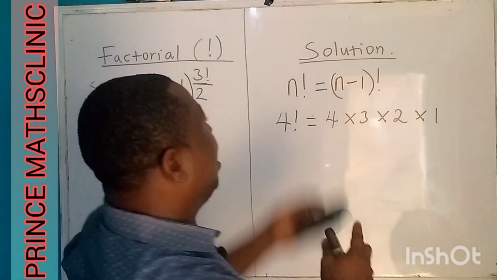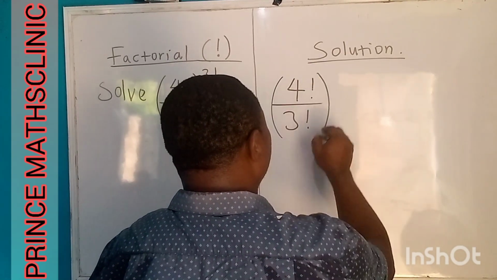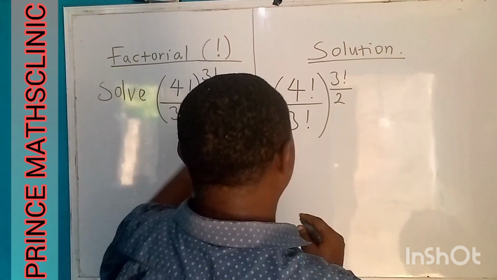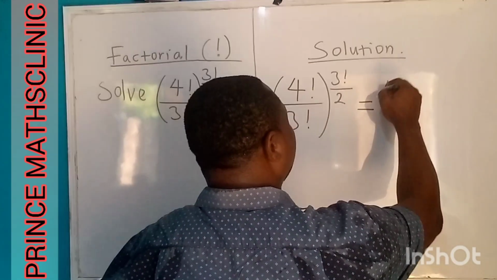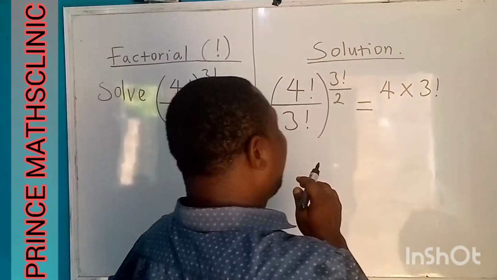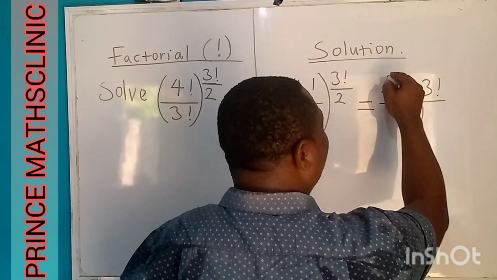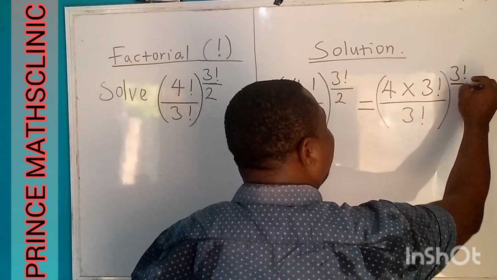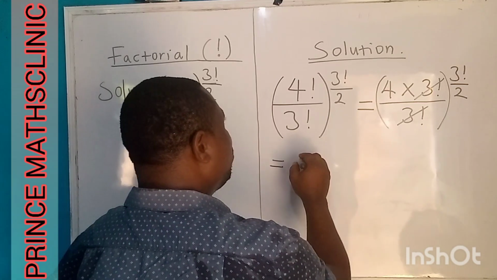Now, having said that, I would like 3 factorial. Now, watch what I'm going to do. Then 3 factorial divided by 2. The 2 is not carrying a factorial. So this can be expressed as this. My 4 factorial is the same thing as 4 times 3 factorial. I won't go beyond 3 factorial because I am aware that my 3 factorial in the denominator would cancel my 3 factorial in the numerator. So 3 factorial here cancels 3 factorial here. So I am left with what?